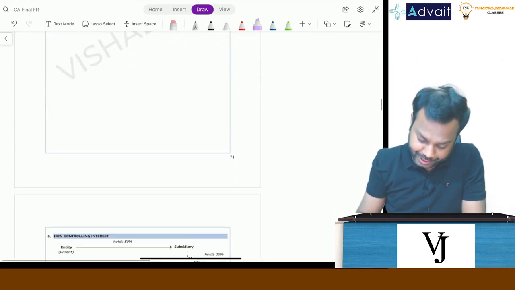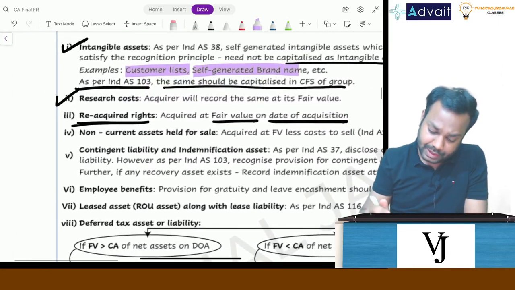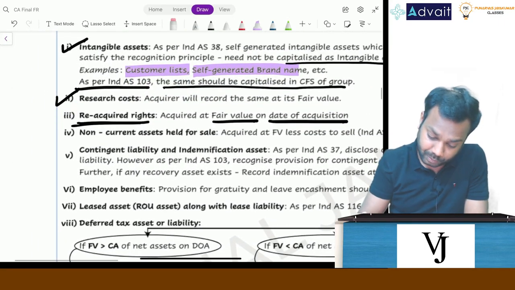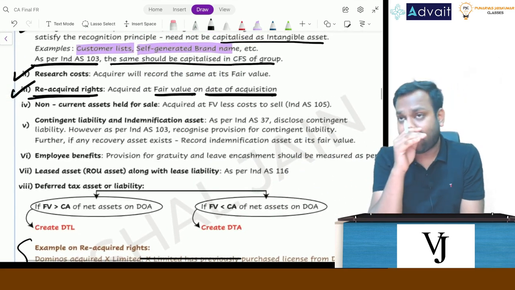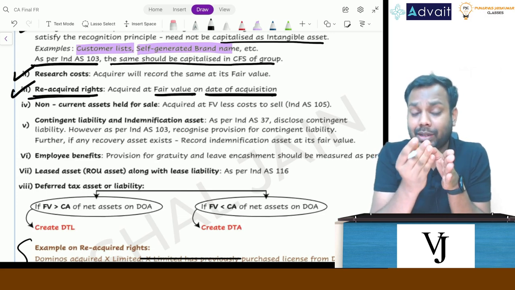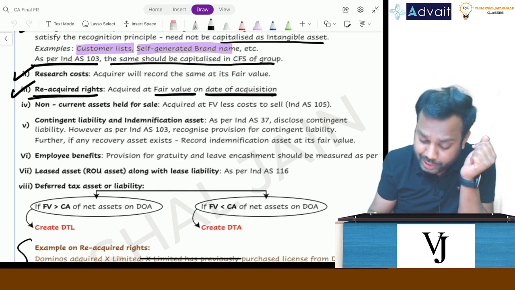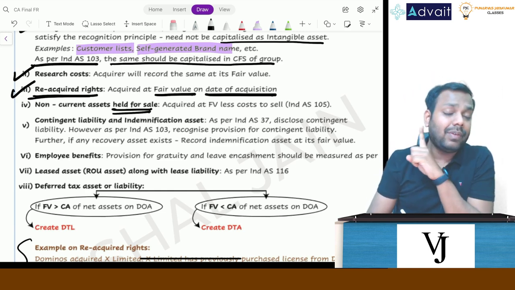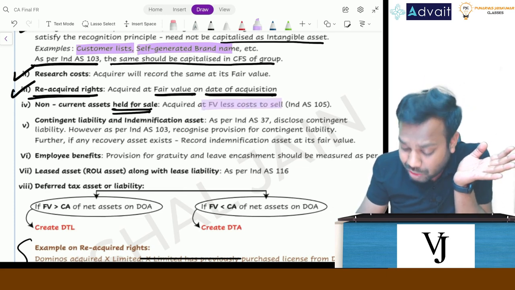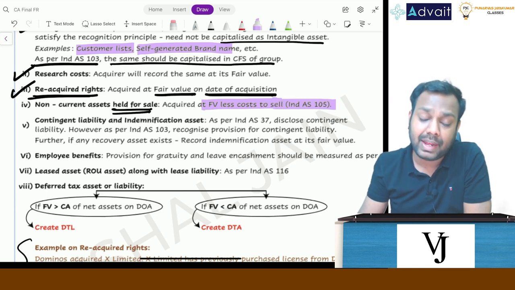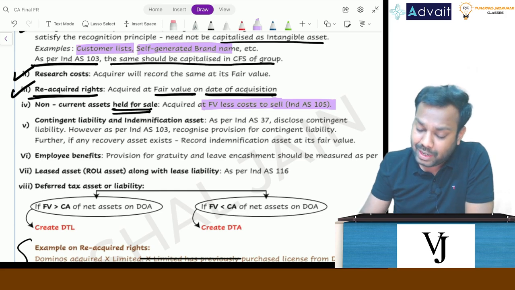Okay, let's move ahead now. Reacquired rights is done. The next point is non-current assets held for sale. Understand, guys, what happens? Generally, we record the assets and liabilities of the subsidiary at fair value. But if the asset is specifically held for sale, then we will not record it at fair value. Rather, we will record it at fair value less cost to sell, applying the principles of Ind AS 105.